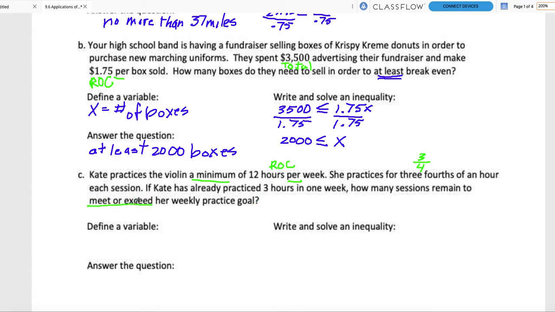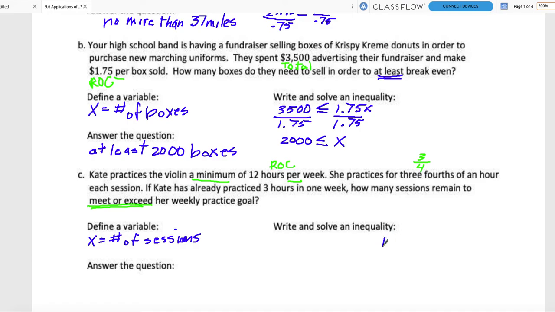Okay, that's interesting too. So there's a lot of words in this one. But I know I need number of sessions because that's the question to answer. She's already practiced for 3 hours in 1 week. How many sessions? So our variable is going to be number of sessions. Regardless of what else is going on, I'm going to answer the question with my variable. All right, so what are we going to use? We have a minimum of 12 hours, so I know I've got a total of 12.